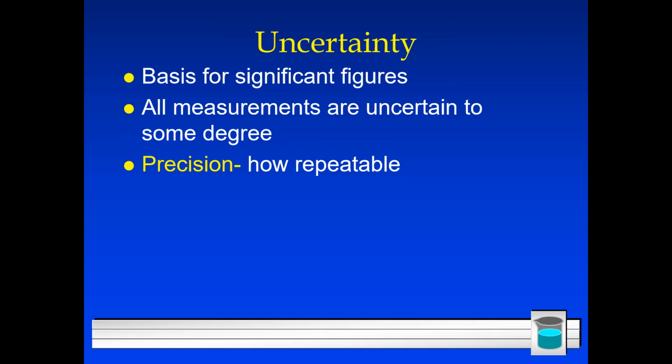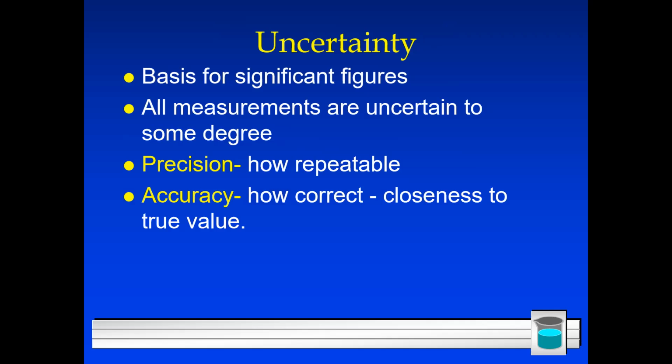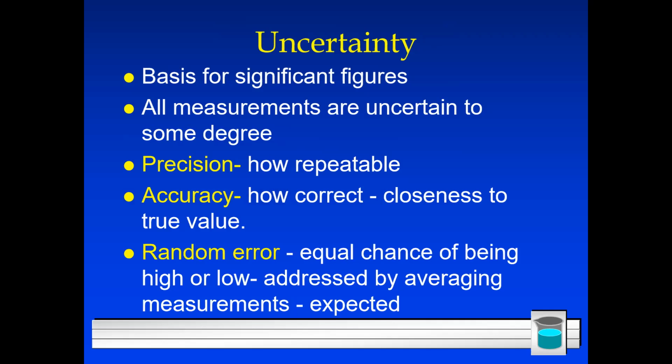The word that we need, and it's new, is called precision. It's how repeatable it is. Remember that. Precision is how repeatable or how close the measurements are to each other. And accuracy is how correct, how close that measurement is to the actual or true value. So these things can lead to error.